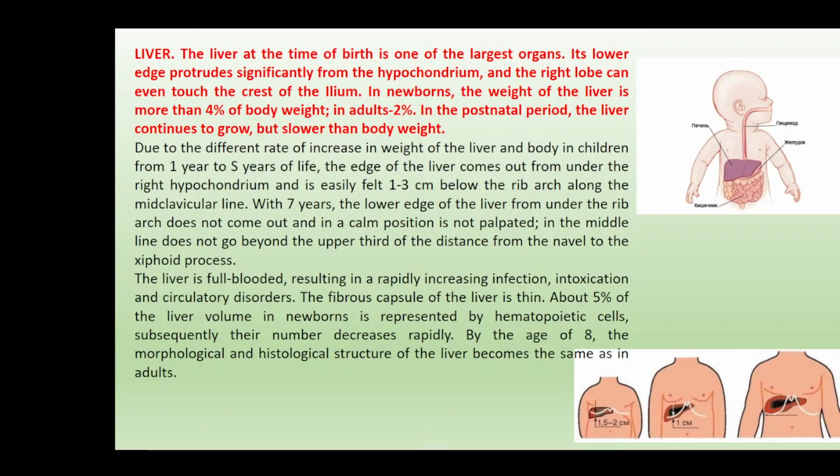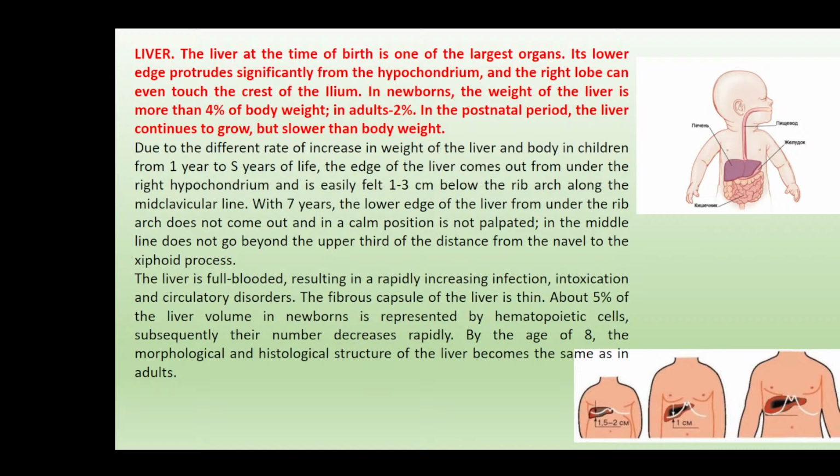at the time of birth is one of the largest organs of the baby's organism. Its lower edge protrudes significantly from the hypochondrium, and the right lobe can even touch the chest in the hilum. In a newborn, the weight of the liver is more than 4% of body weight, but in an adult, only 2%.